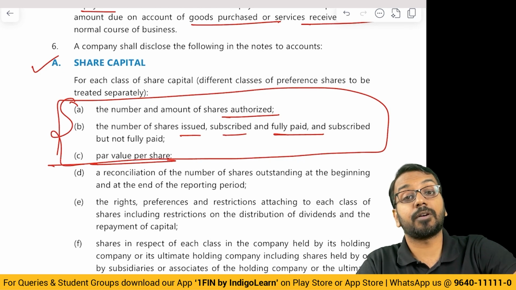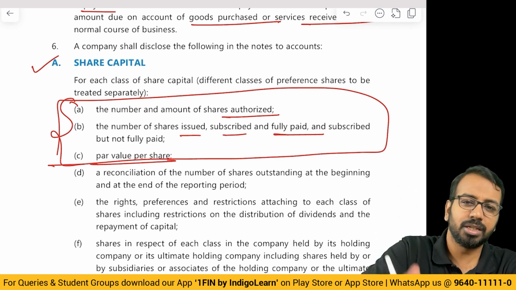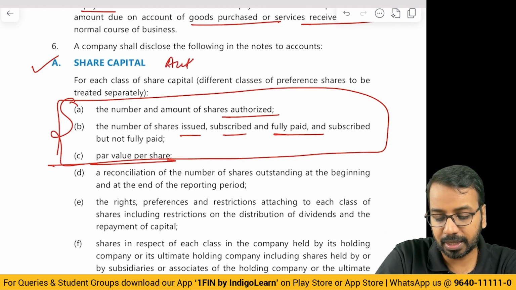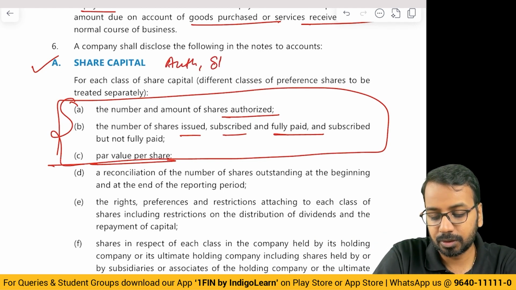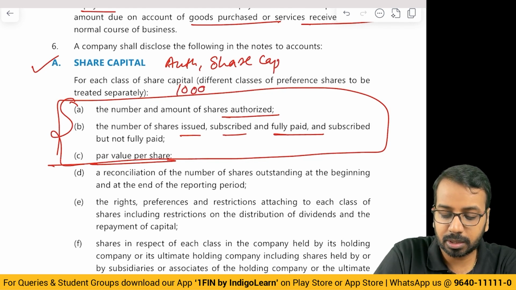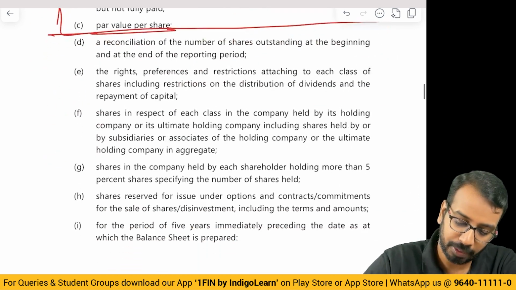Now, sir, if authorized capital is not given, can we assume? No need to assume. You can just say authorized, issued, subscribed, and paid up in a single line. So you will write it as authorized share capital, 10,000 equity shares of 10 each. This much is sufficient. Okay.